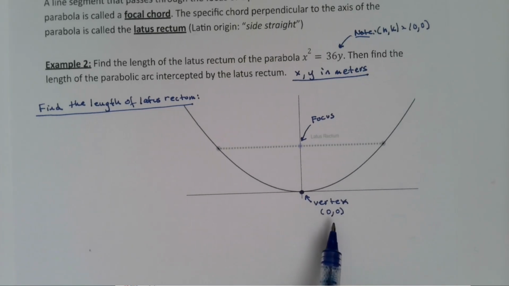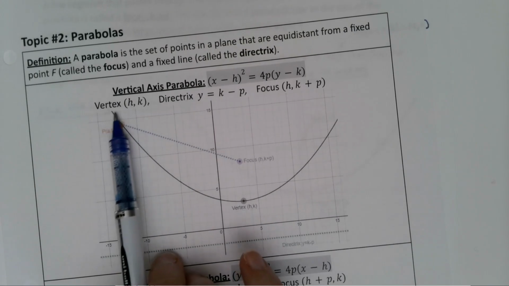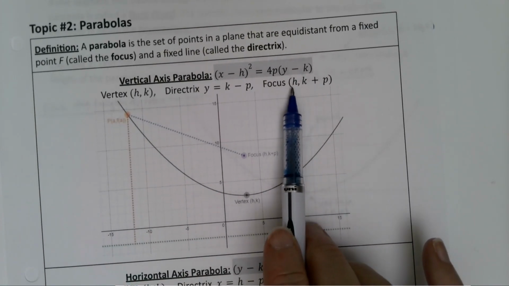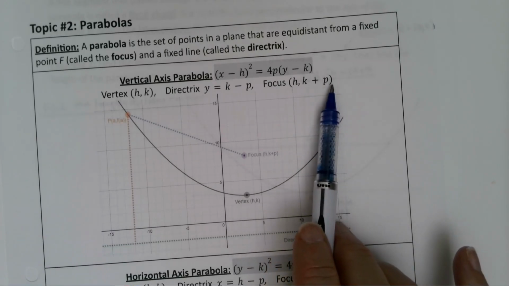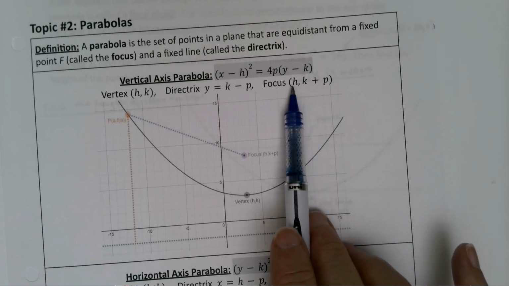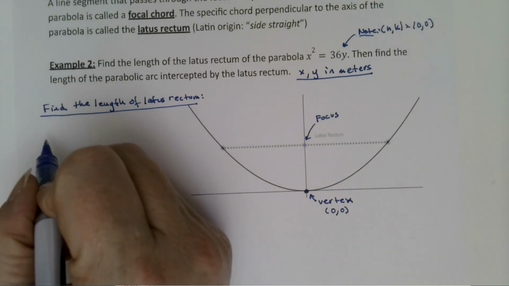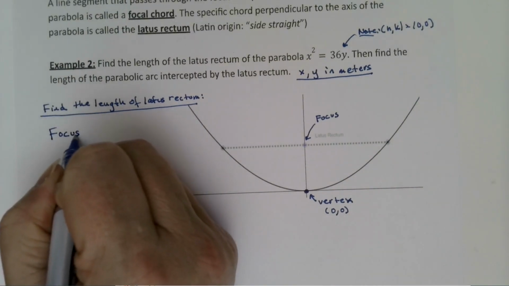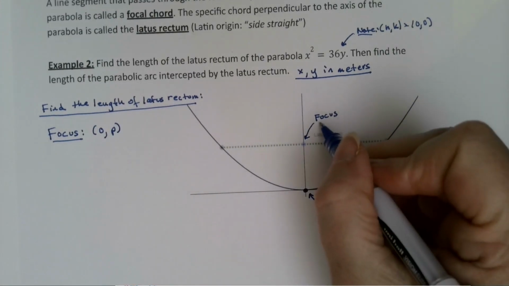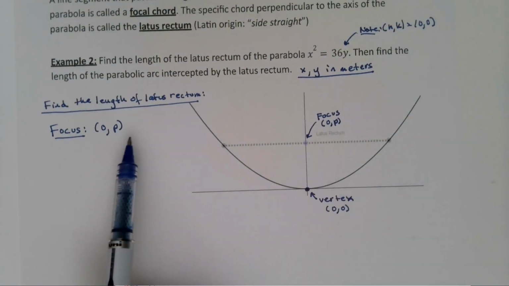Now, why is it important that the vertex is 0, 0? Well, if we go back here, we see the vertex is h, k, but we also see the focus. And the focus is h, comma, k plus p. So it's going to be 0, comma, 0 plus p, so 0, p. So our focus is 0, p, because it's on the y-axis.